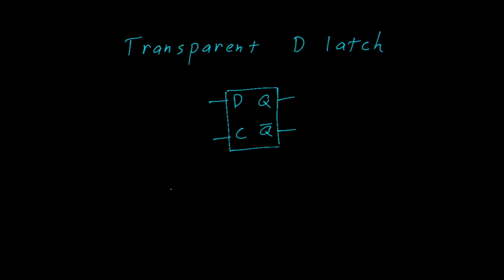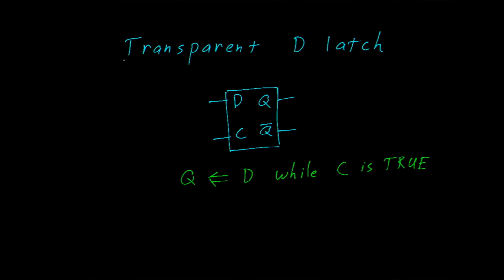The operation of this transparent latch is defined by a few rules. The first rule tells us that Q is assigned the value of D while C is true.